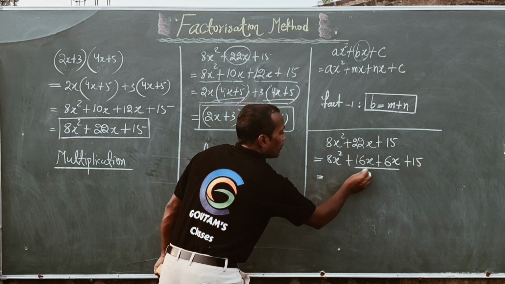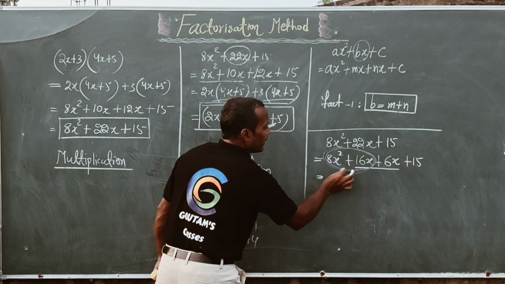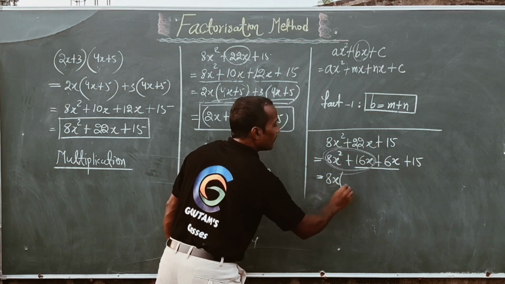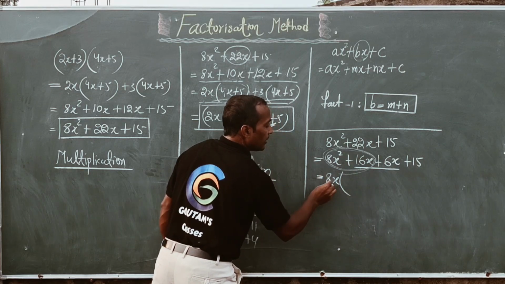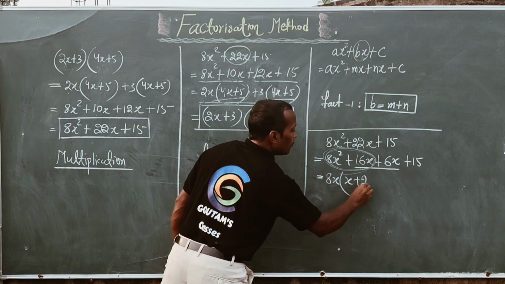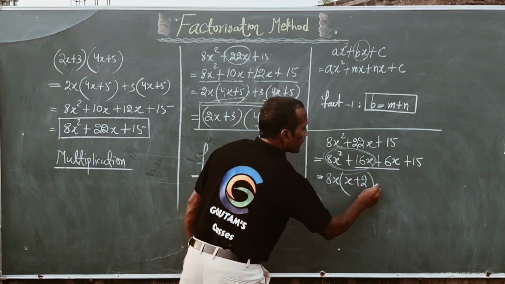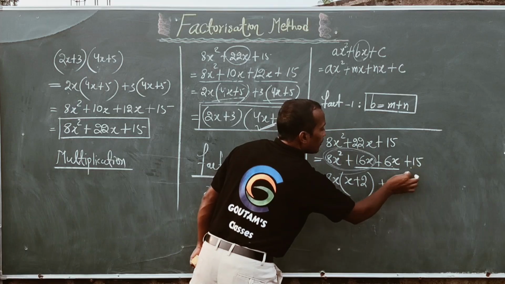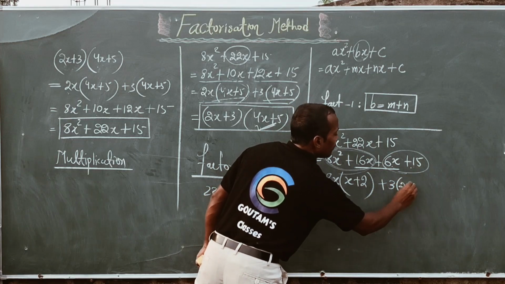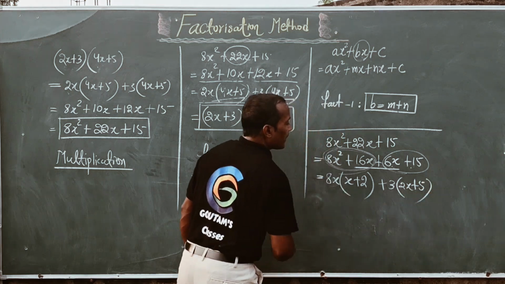So now from these first two parts, let's take something common from 8x square and 16x. 8x is the highest common factor from these two parts. After taking 8x common, only x is left here, and in this part, 2 is left: x plus 2. From these two parts, what is common? 3 is common. So after taking 3 common, I will be left with 2x plus 5.